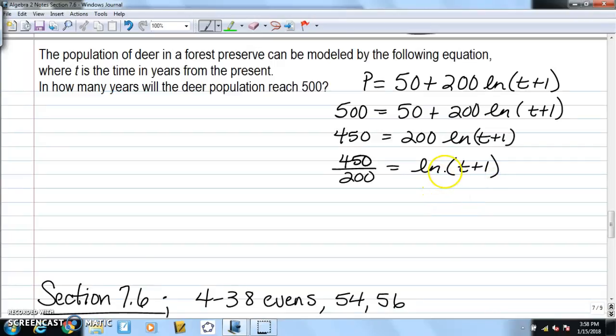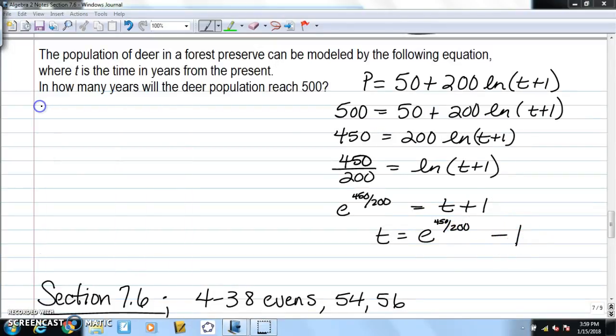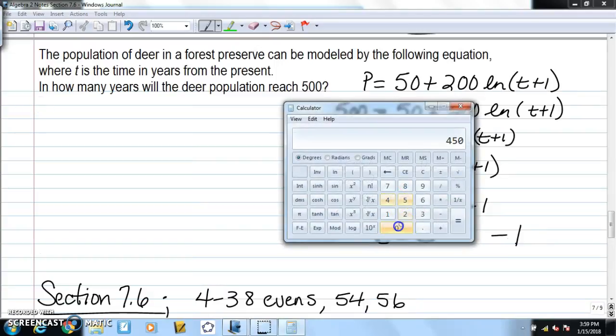Well, now I can rewrite it as exponential. So e to this power. So e to the 450 divided by 200 equals t plus 1. Well, that means t equals, if I subtract 1, e to the 450 divided by 200 minus 1. Okay, so then you're just putting that in your calculator. 450 divided by 200 is 2.25. So you're taking e to this power. Okay, e to the 2.25.